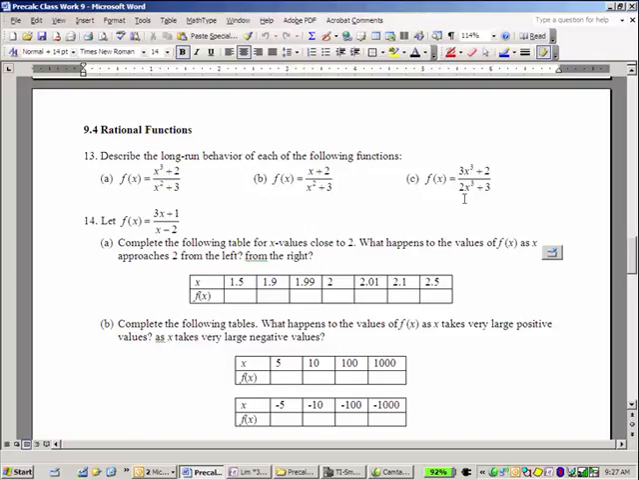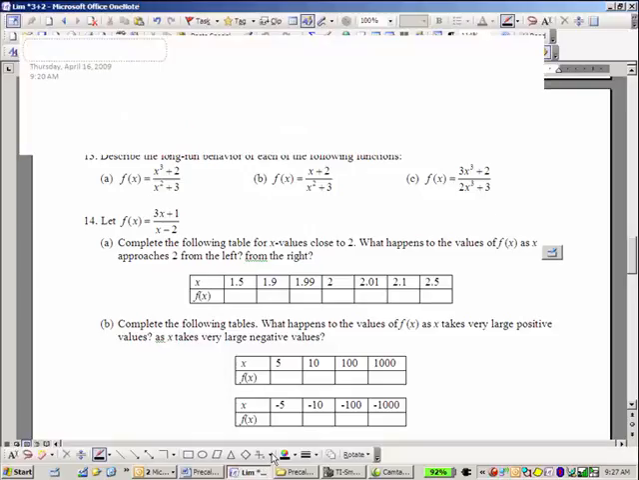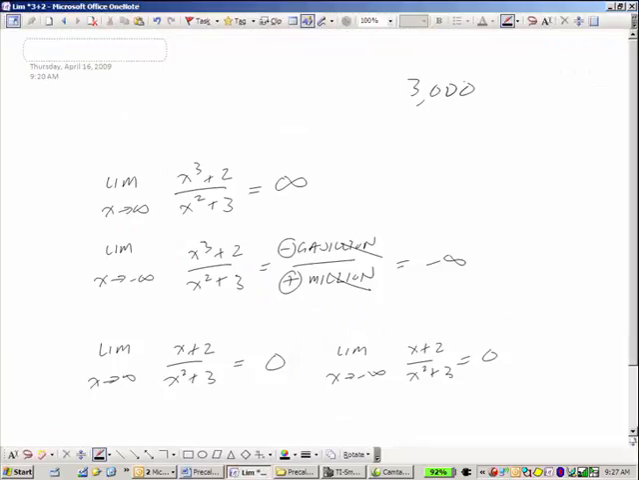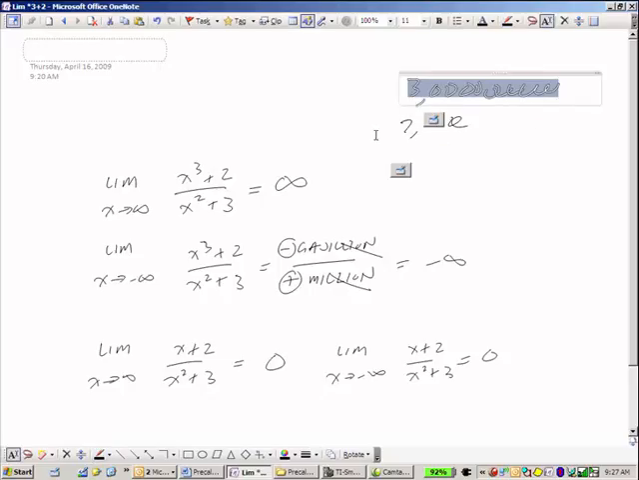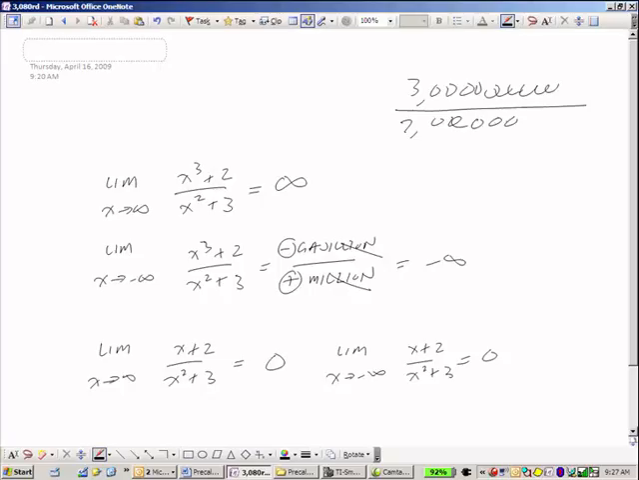In the bottom, what do you get? Plus 3. See, it's fun to say, don't you think? What do you get when you take 3 gajillion over 2 gajillion? What happens to all those gajillion zeros? They go, and you're left with 3 over 2.